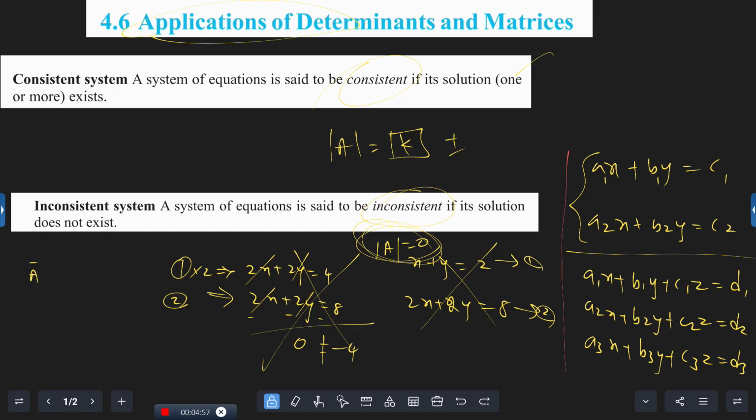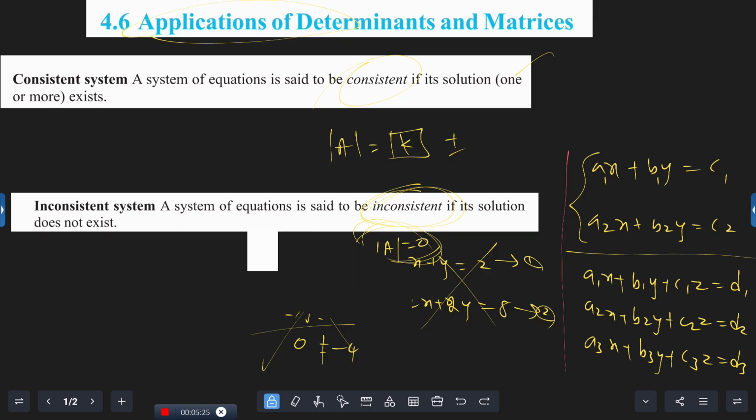Because A inverse was equal to 1 by determinant of A into adjoint of A. So if the denominator suppose equal to 0, anything by 0 is not defined, which means we cannot find anything. That is, when the denominator determinant of A equals 0, the solution is inconsistent, which means there is no solution. Inconsistent means solution does not exist. Have you understood, children? Okay, that is what we are going to see.